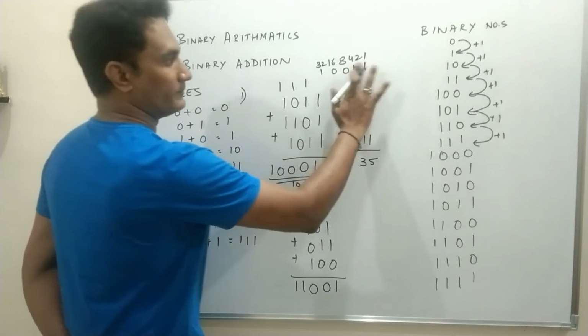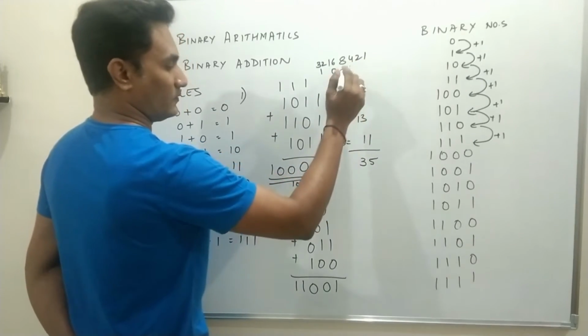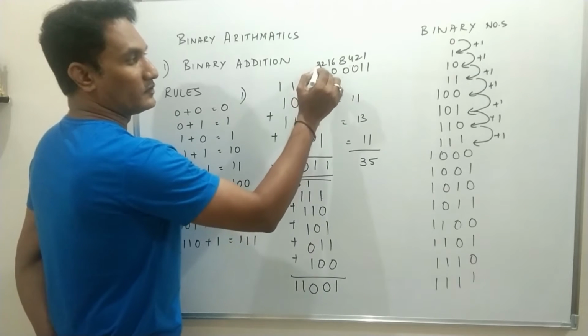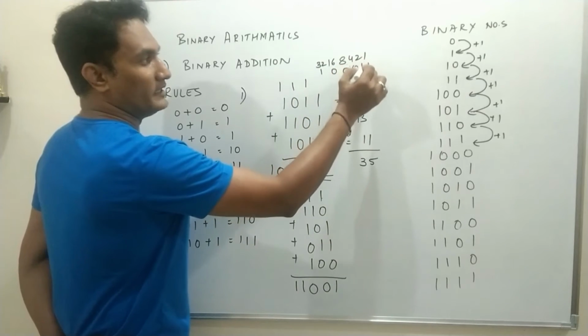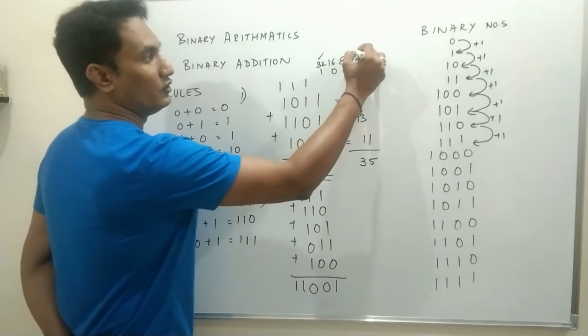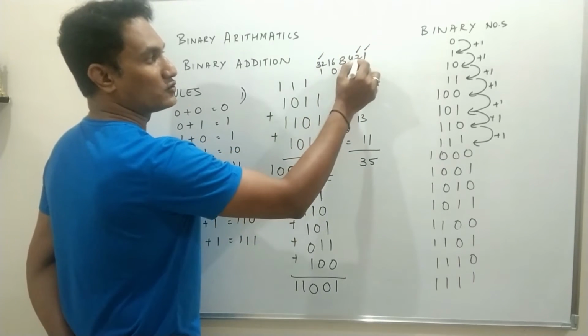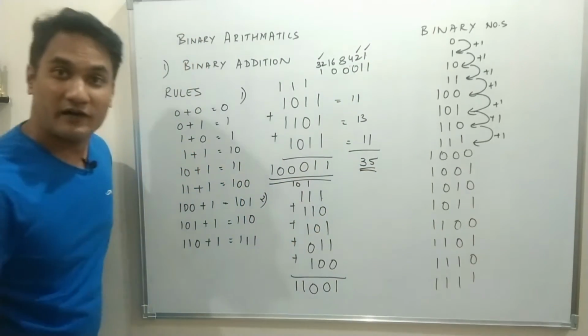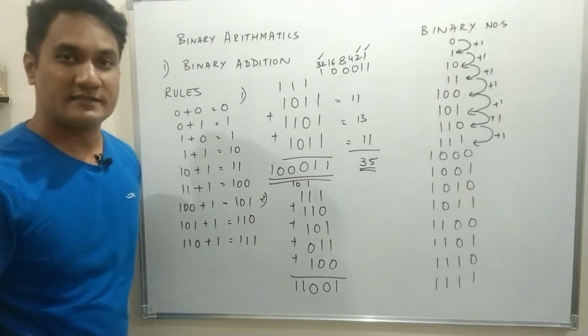10011. Sorry, 00011. So those numbers which have 1 beneath them will be added, all the other numbers will be left. So it will be 32, 2, 1. 32 plus 2 is 34, plus 1 is 35. So you can verify your answer like this.